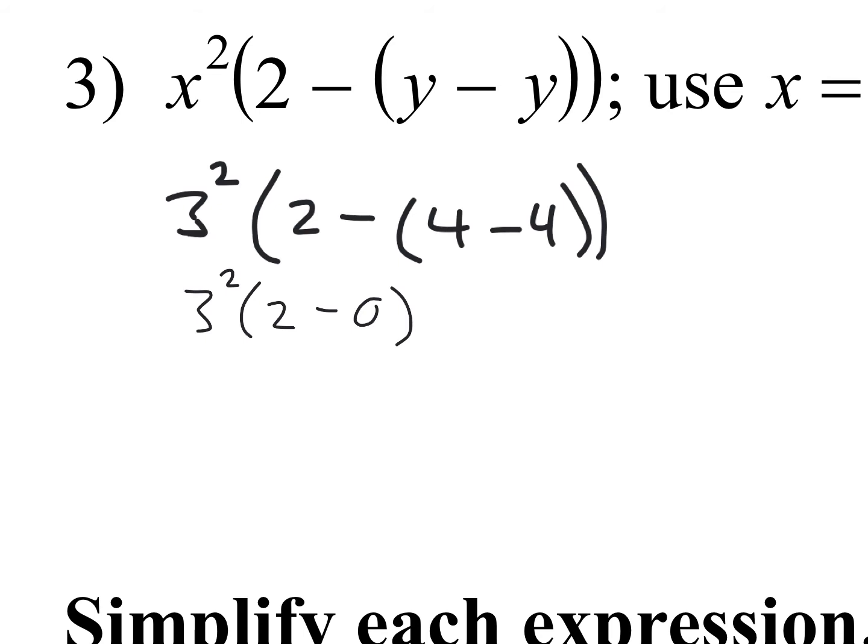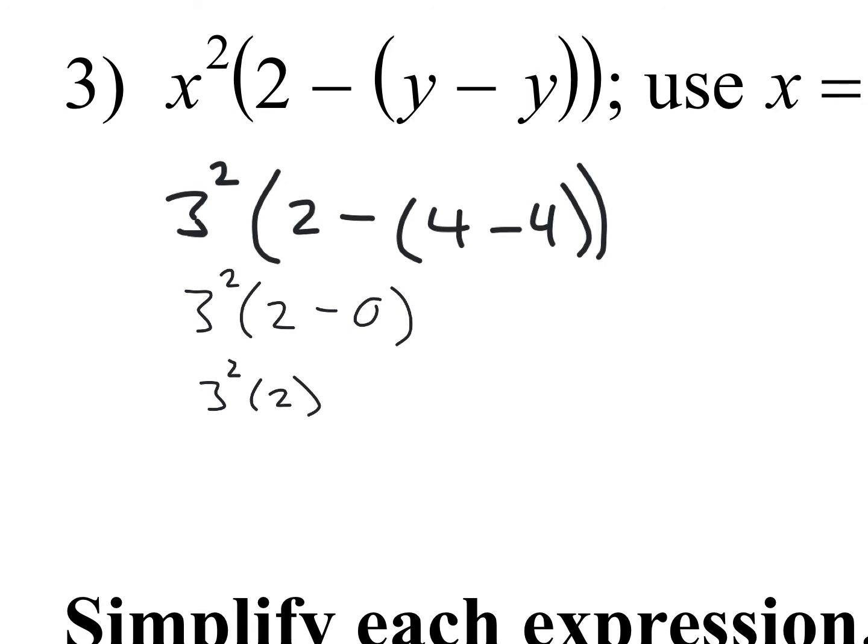A lot of people on the quiz distributed, but for these you want to solve what's inside the parentheses because you can. It's just numbers, so you don't have any like terms where you have to distribute. So solve the parentheses on the inside first, and then you can multiply at the end. So what should I do next? Parentheses. 2 minus 0 is what? 2.